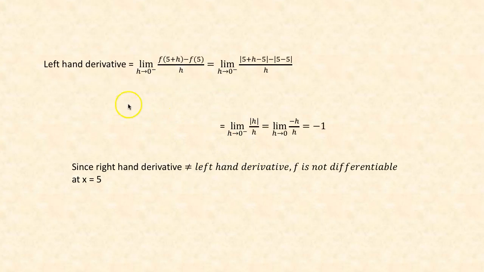The left hand derivative is limit as h tending to 0 to the left, f of 5 plus h minus f of 5 by h, that is limit as h tending to 0 to the left, mod of 5 plus h minus 5 minus mod of 5 minus 5 by h, which is limit as h tending to 0 to the left, mod h by h. When h tends to 0 to the left, h is negative, so mod h is minus h. So it is limit as h tending to 0 of minus h by h, which is minus 1.